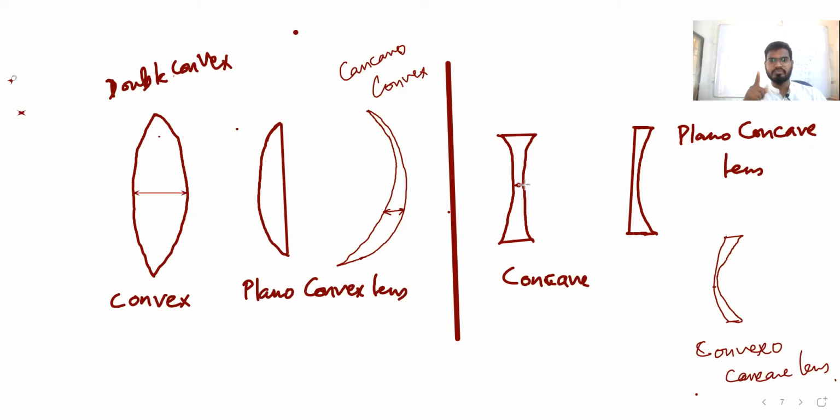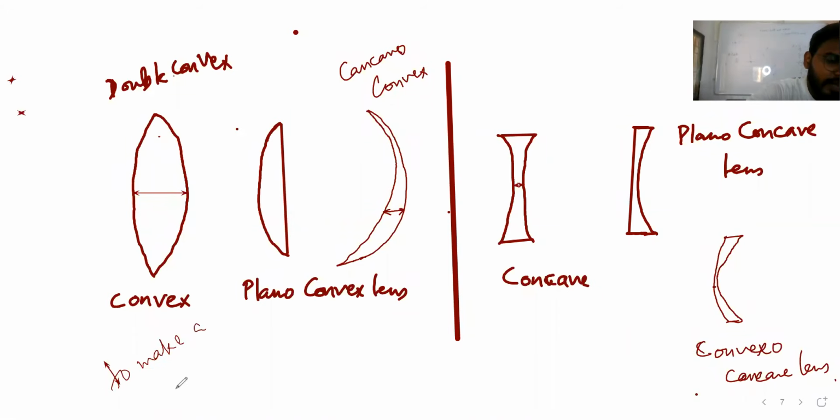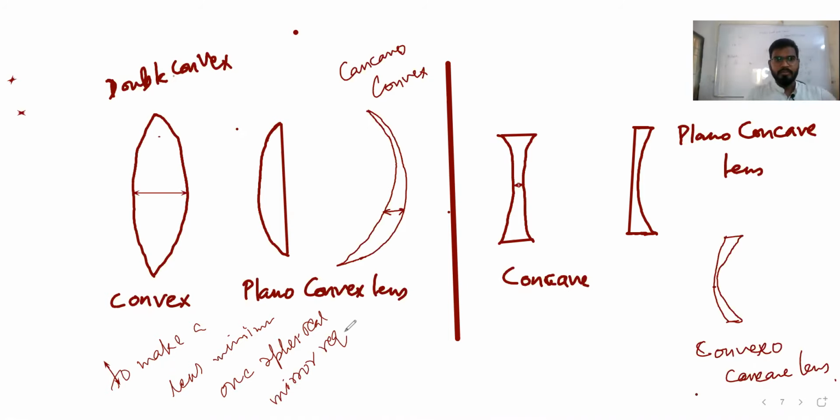For a lens, one thing is for sure: to make a lens, minimum one spherical mirror is required. Minimum one spherical mirror is required.